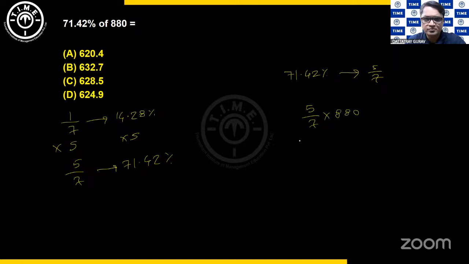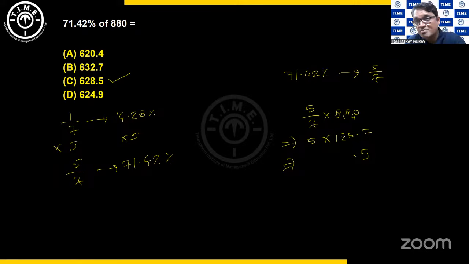Do the calculation. If I divide 880 by 7, starting with 1, 1 carry forward. 7 4s are 28, 7 2s are 14, 4 carry forward, 7 5s are 35, 5 carry forward, 5 is remaining. So roughly this is 125 and a bit by 7. Now multiply by 5. 125.7 multiplied by 5. For multiplying by 5, what is 5 7s? 35. So ending with 5. Look, there is only one option ending with 5. Option C is the answer.